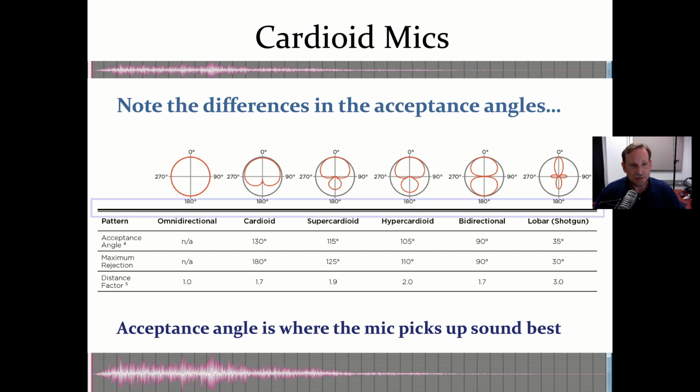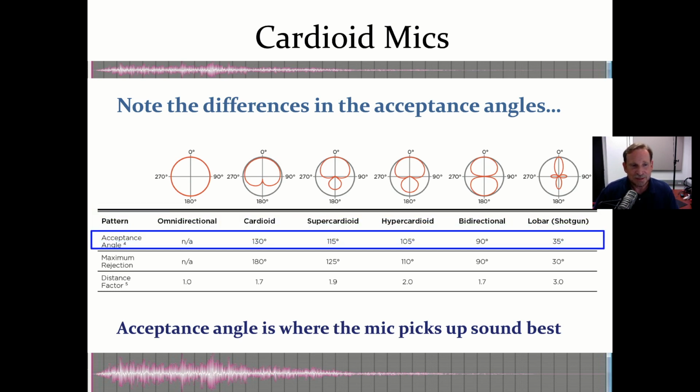And so that's why I like to highlight this acceptance angle in degrees here. And I'm not asking you to memorize these. That wouldn't make any sense. You don't have to memorize them, but having some sense of it will make a difference. So understanding that a cardioid is going to be about 130 degrees, right?